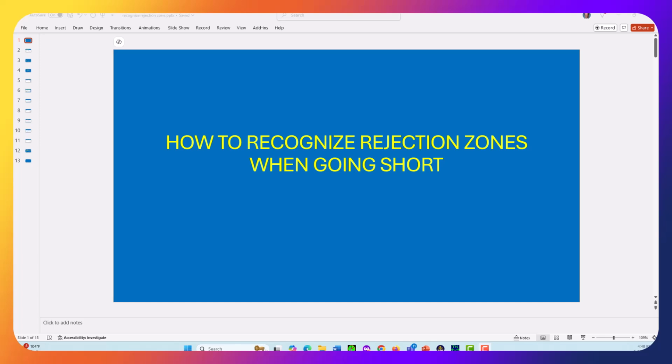Anyway, this week's revelation is concerning how to recognize rejection zones when going short. The reason for this is if you can recognize this, you will save yourself so much time and aggravation and paper cup losses going short too soon or too late. So let me show you what we're talking about.